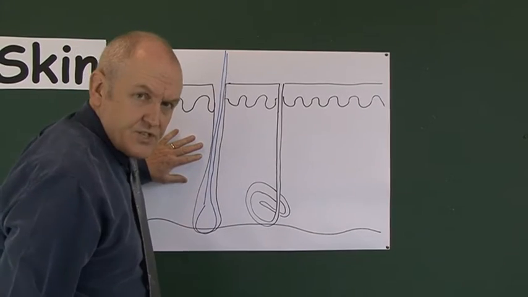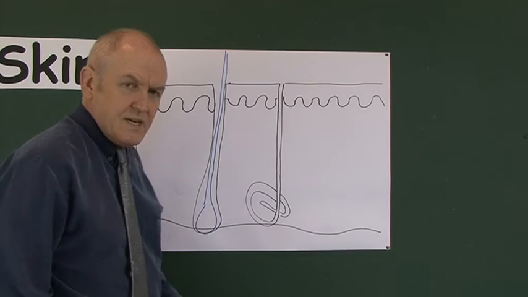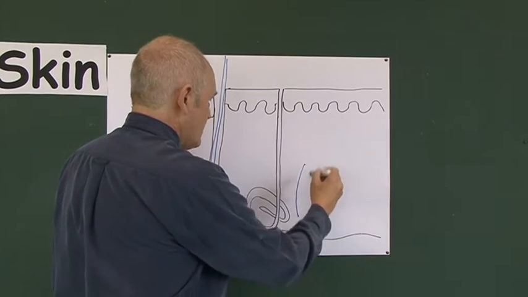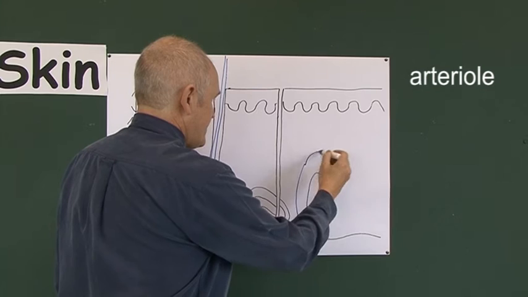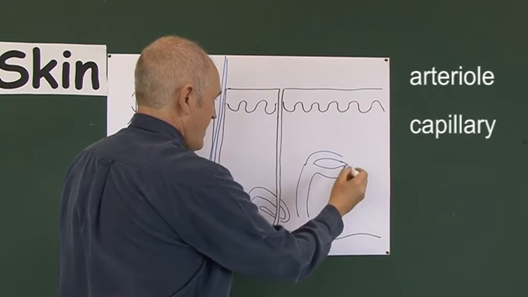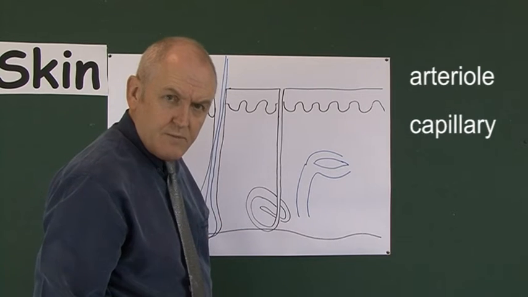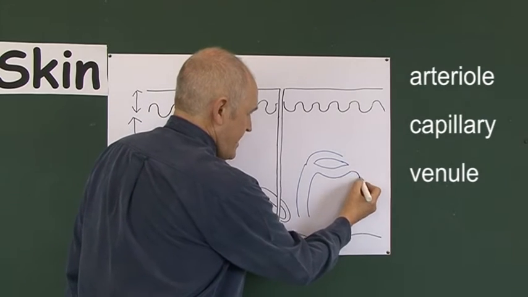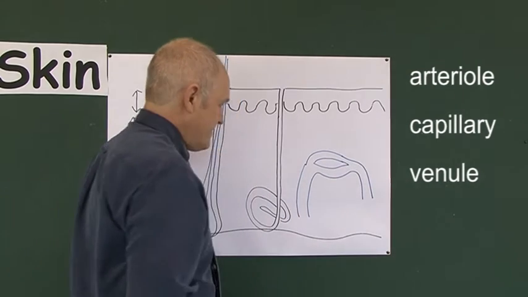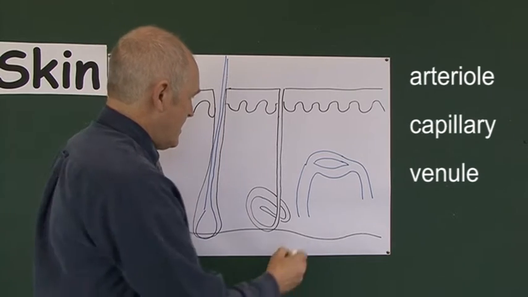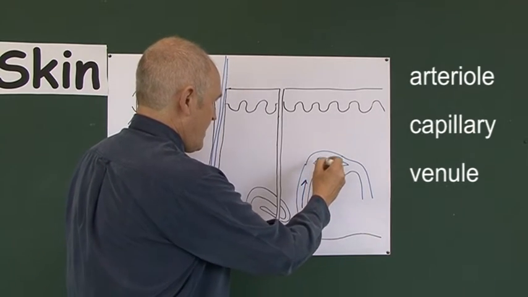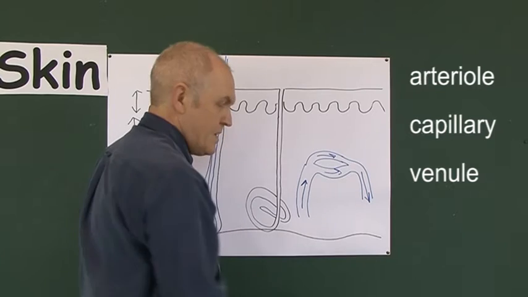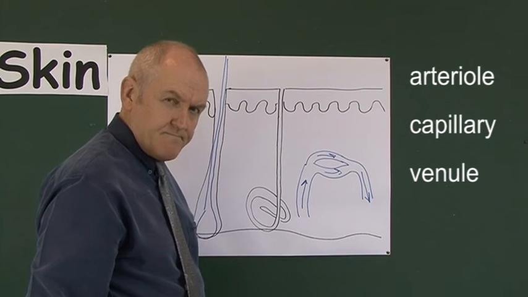And as well as that, there's other structures in the dermis. For example, is it fairly obvious that you're going to need a blood supply? So there's going to be arterioles, giving rise to groups of capillaries. When the blood has gone through the capillaries, it's going to drain in a venule. So oxygenated blood is going to enter via an arteriole, go through the capillaries and drain in a venule. So there is a blood supply in the dermis.